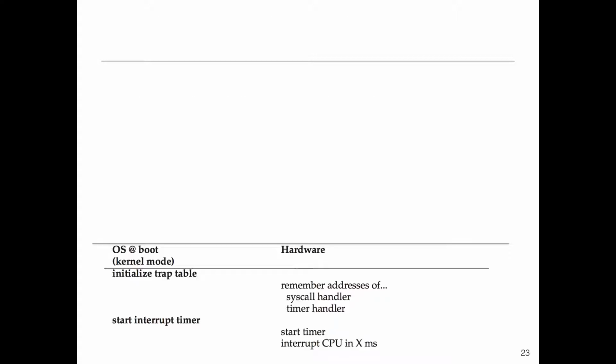So let's revisit the previous execution. The only difference being that we'll now use the interrupt timers, and we'll set them up at boot time. Initializing the trap table is exactly the same as before, but when you're setting up the trap table or the interrupt table, you're also now setting up a corresponding address to timer mapping. So each time an interrupt occurs, a particular code will execute, and that code has a particular address. So that needs to be remembered. The interrupt timer is started, and it interrupts the CPU every X milliseconds.